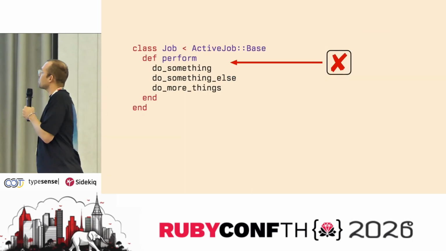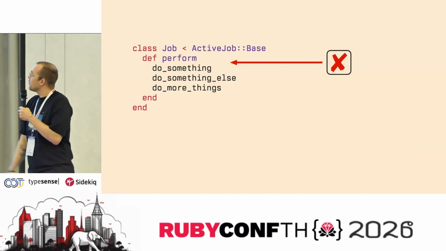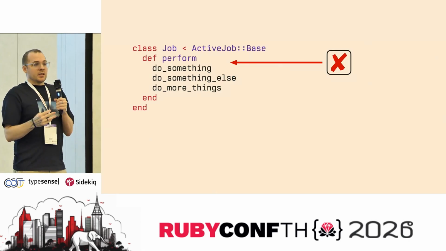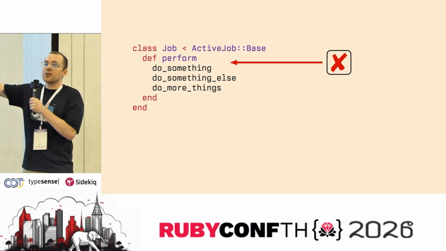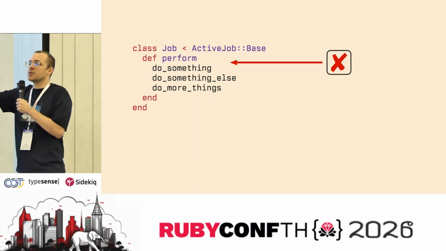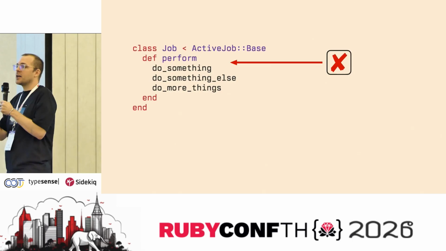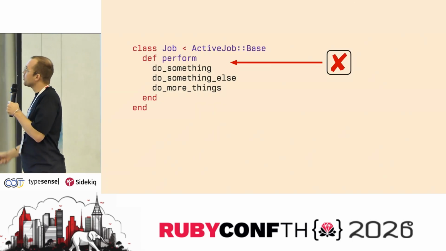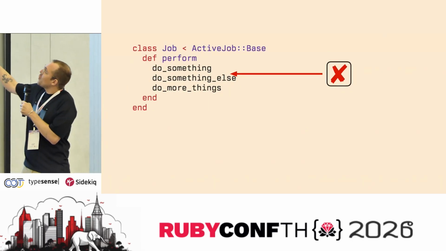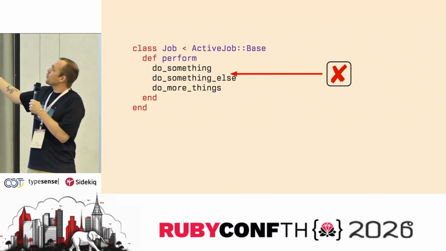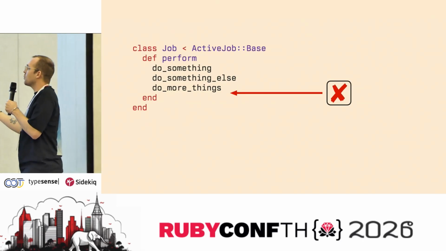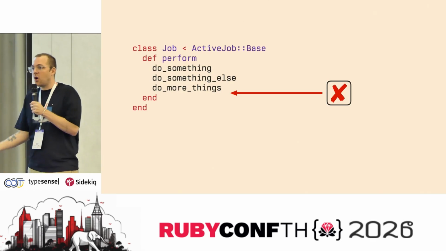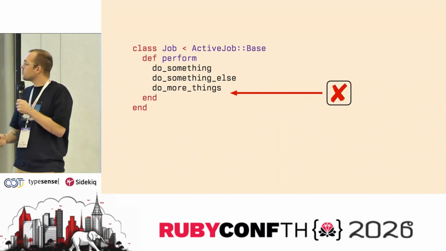What does that mean? Let's go back to our job here. In this case, here are all of the failure scenarios. We could have a failure occur before our first line ever executes. So we get into the perform method, but we haven't done anything. Somebody unplugs the computer. We could have a failure right after do something is performed, but before do something else. Right after do something else. Right after do more things. All of these are possible failure points.